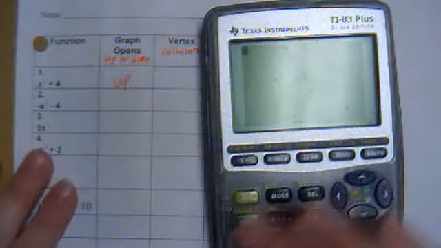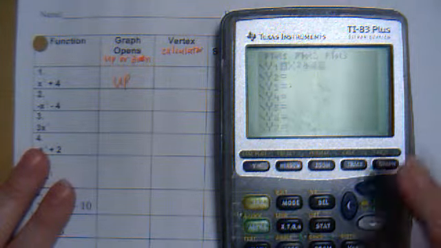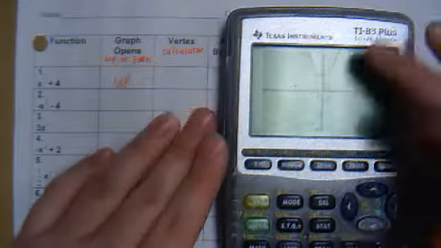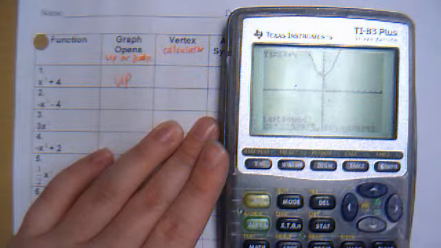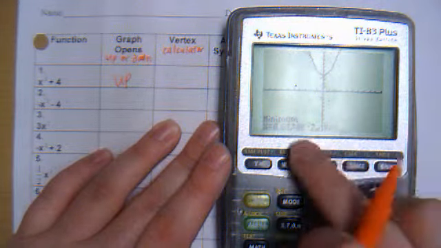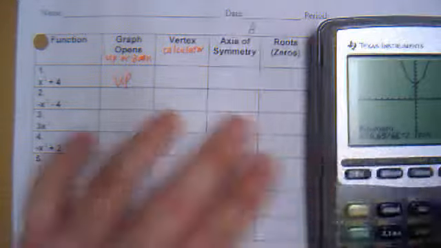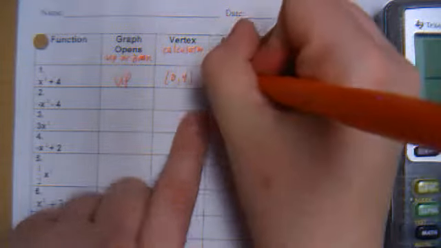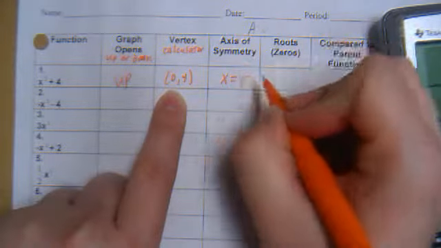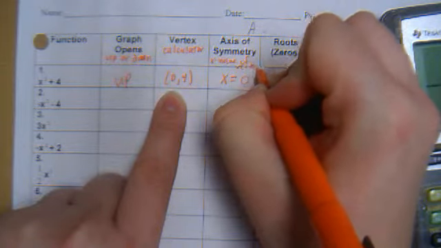So let's graph y equals x squared plus 4. Okay, if I look for my vertex, it's a minimum: second trace, minimum, go to the left, go to the right, hit enter. So my minimum, remember if it has an e to the negative something, that's 0, and then 4. Okay, your axis of symmetry is x equals whatever the x value of your vertex is. So x value of vertex.